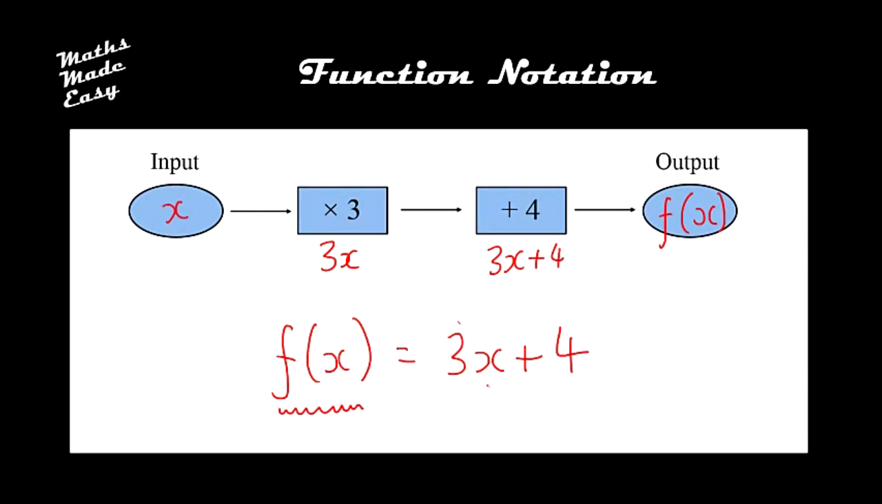And you can test it with a number if you wanted. Earlier we put 5 in and we got 19 out. Let's just check. So if we put 5 into here for x, we substitute that in, we do 3 times 5, 15, add 4, 19. So f of x would equal 19.